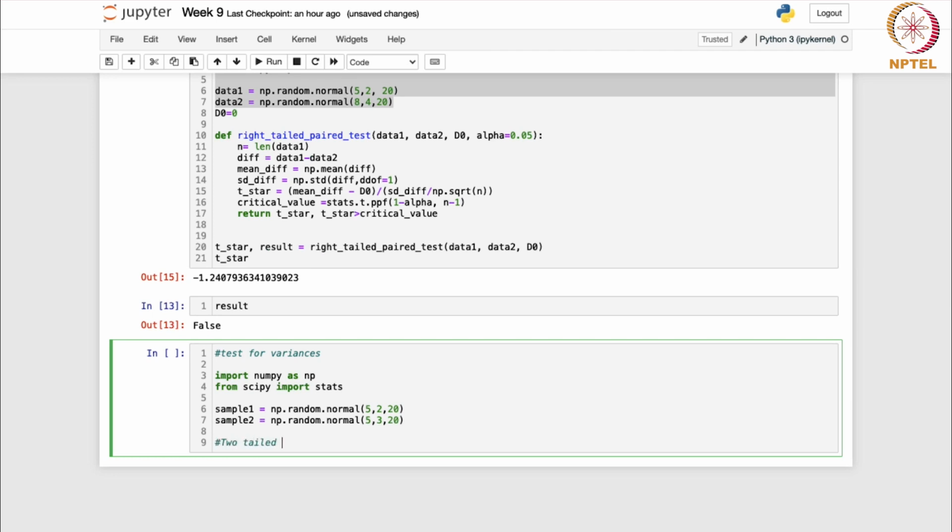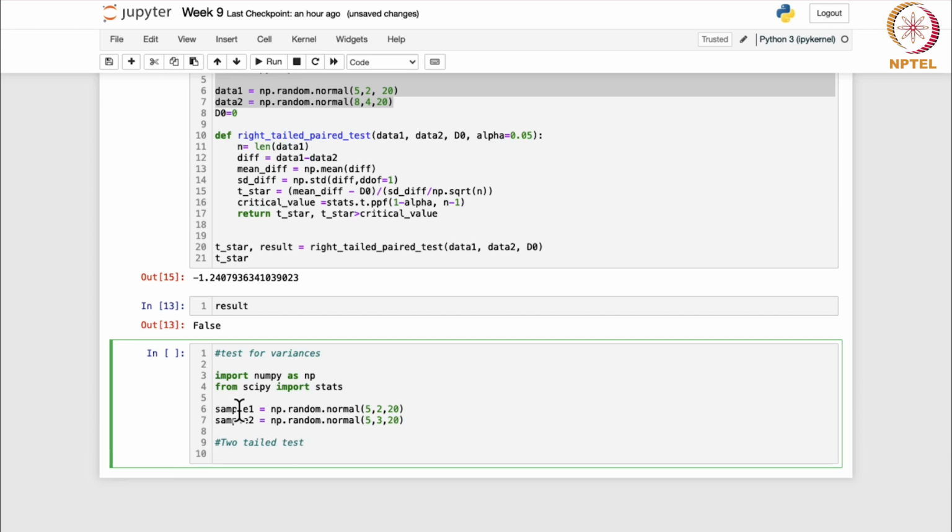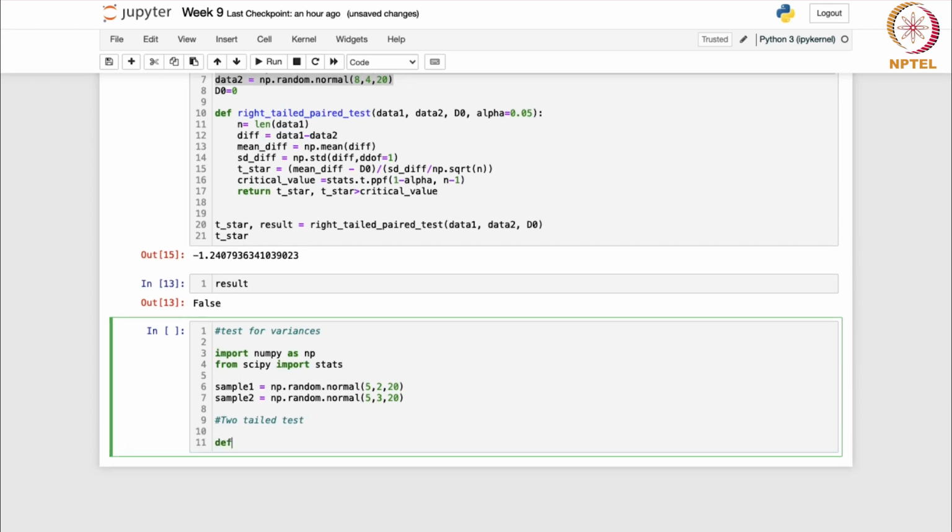Now suppose in this, let us consider the two-tail test, because we have been working with the right tail test for the previous two. So we have to define the function first. Two-tailed variance test. So here it would be sample 1, sample 2, these are the arguments, okay, and alpha value would be 0.05.